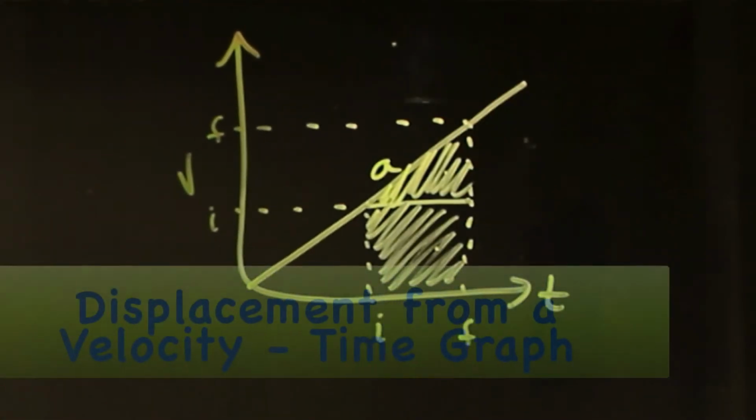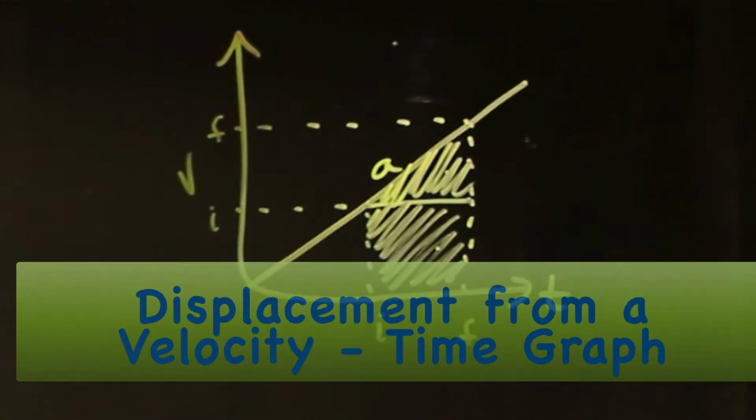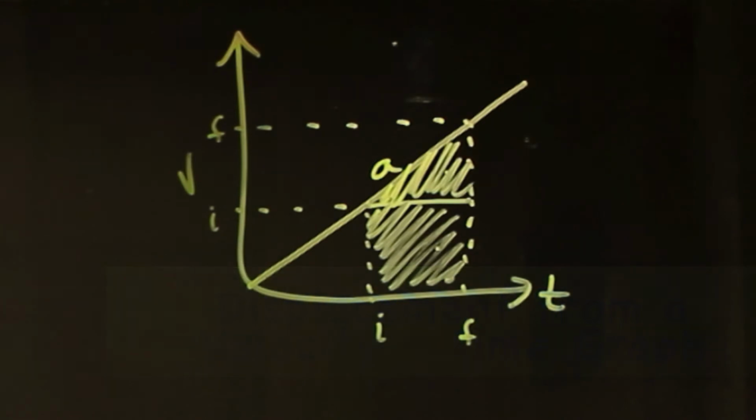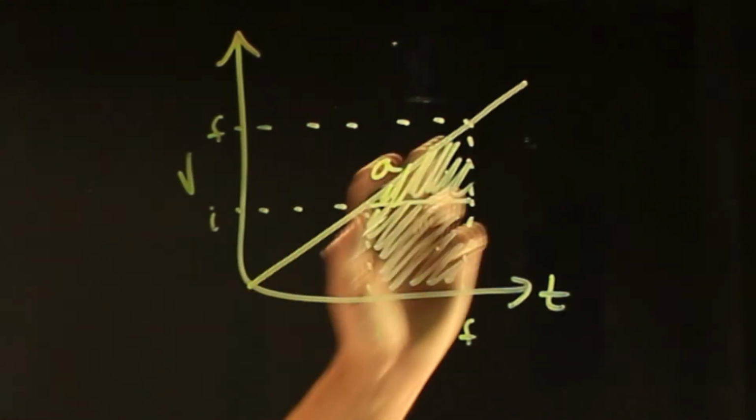Alright, understanding that velocity and time, acceleration and time, velocity, acceleration, and position and acceleration are all connected mathematically, let's look at the velocity-time graph again and ask ourselves, where is position or displacement on a velocity-time graph? We already know that the slope is acceleration.